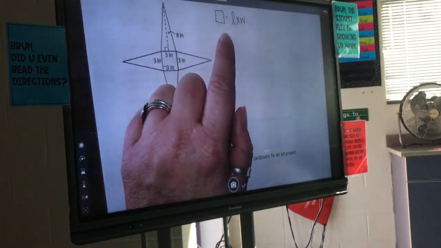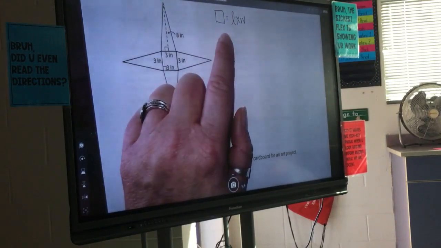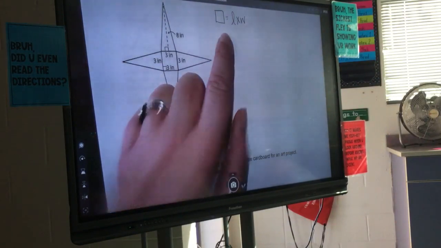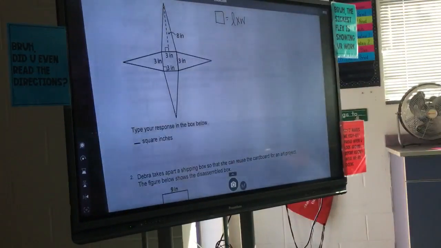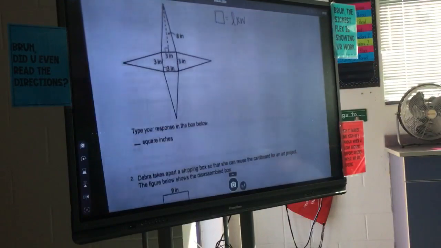You also have to memorize the formula for a triangle. So base times height divided by two, or half the base times the height. If you don't know both of those tomorrow, you're going to not do well on the test. Those are the two that you have to use to solve every single problem that you're going to see.